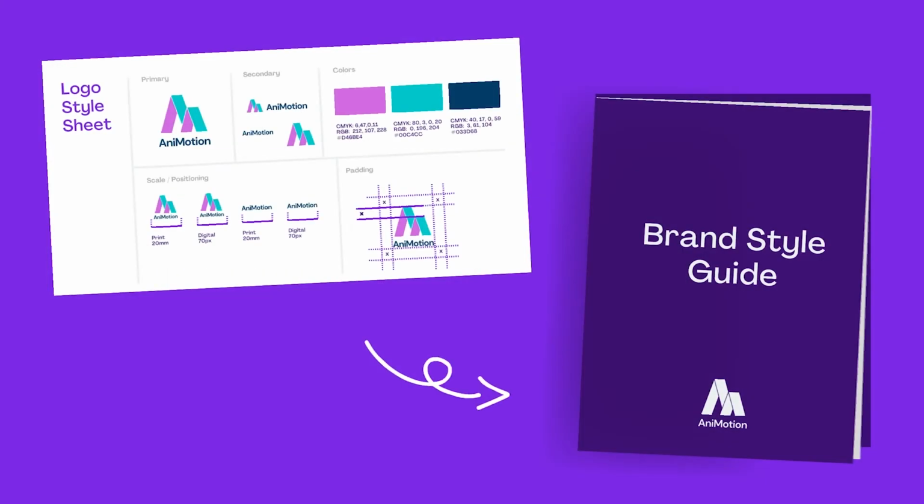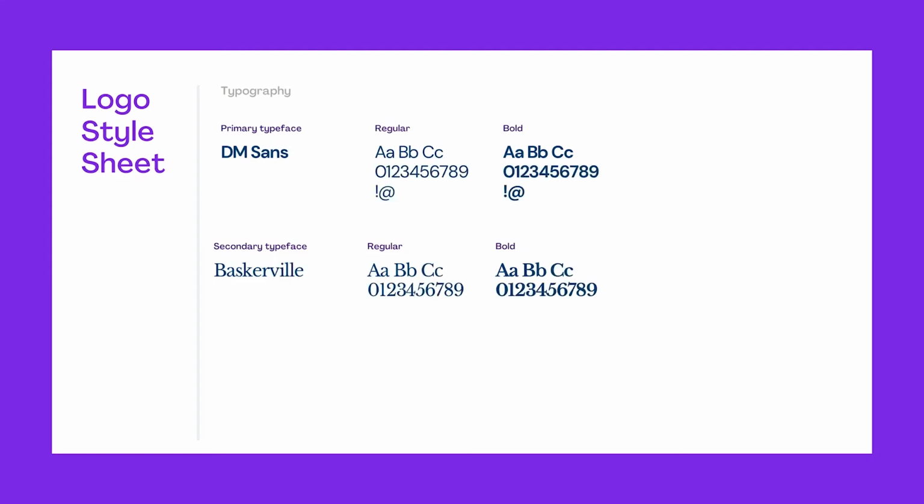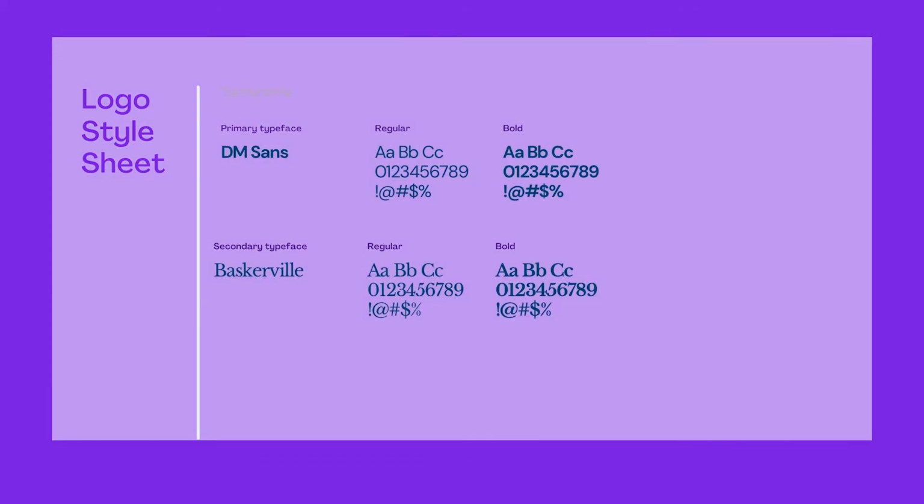Remember, a logo style sheet concentrates on the simpler, essential rules about using the logo. More complex branding requirements would be saved for a longer, multi-page brand guide. A brand style guide and a logo style sheet are complementary documents and evolve over time. Typography is an important part of any brand. On the logo style sheet, specify fonts used by the company. Include info about weights, styles, and font pairings.